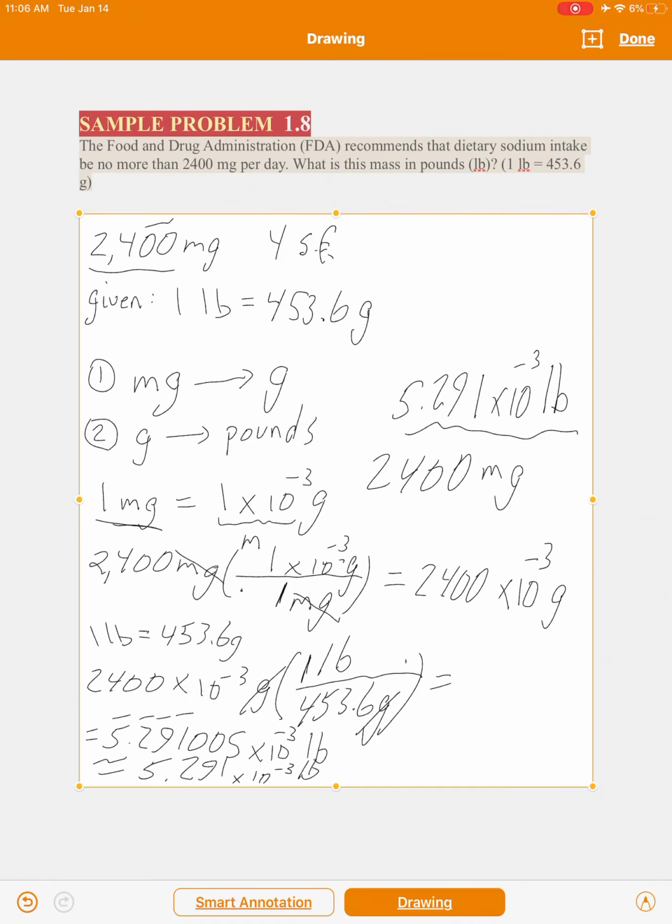Okay, so there's the sample problem. So practice all of those. Make sure you do the practice. This is the sample. Do the practice ones and the checkpoints. And then if you have time, try to do some at the end of the chapter as well.